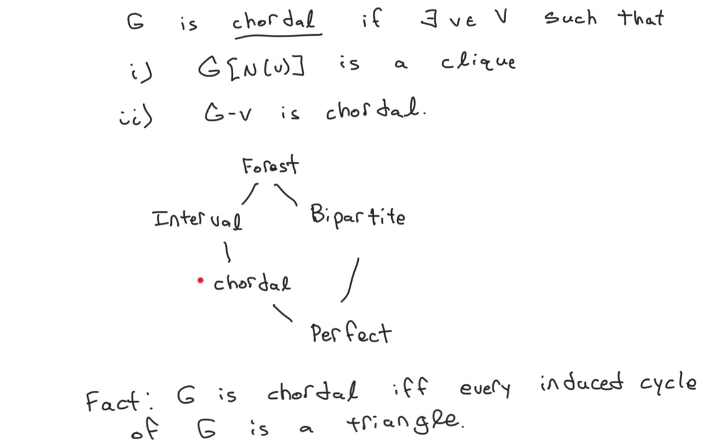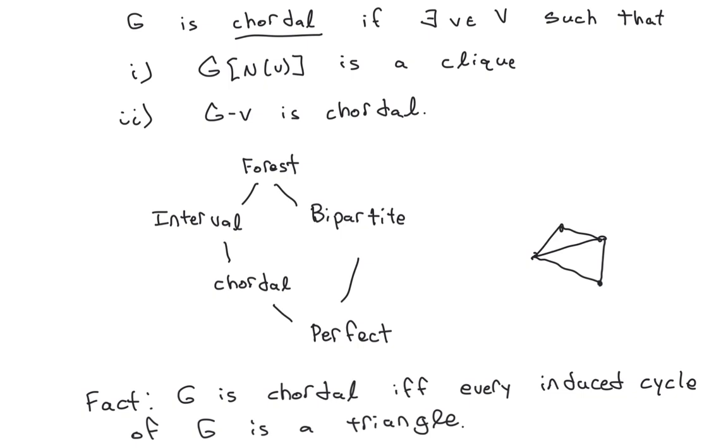So what is the definition of chordal? Well, the definition of chordal in the textbook is the following: if your graph has a cycle of length at least 4, then it must have a chord. So in other words, it cannot have an induced cycle of length 4 or larger. Or equivalently, every induced cycle is a triangle.